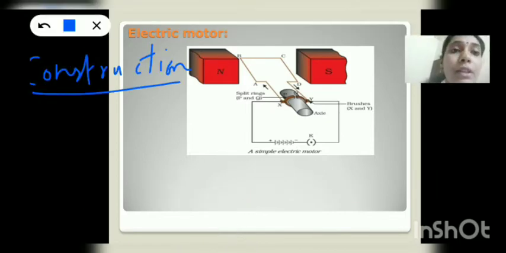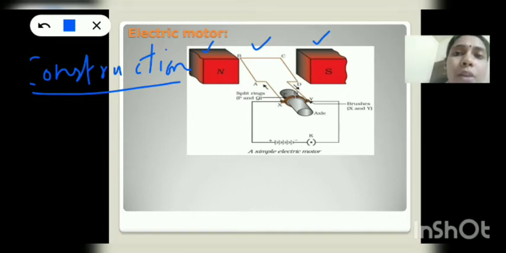Let's discuss the construction of this electric motor. Construction means let's be familiar with the important parts of the electric motor. As you can see in the figure, the electric motor consists of a rectangular coil ABCD. Okay, this is our rectangular coil, and that rectangular coil is made of a conductor. It is placed in a magnetic field produced by this magnet. Because it is kept in between the north and south poles of a magnet, it can be a horseshoe magnet. And our rectangular coil is placed inside the magnetic field produced by this magnet.